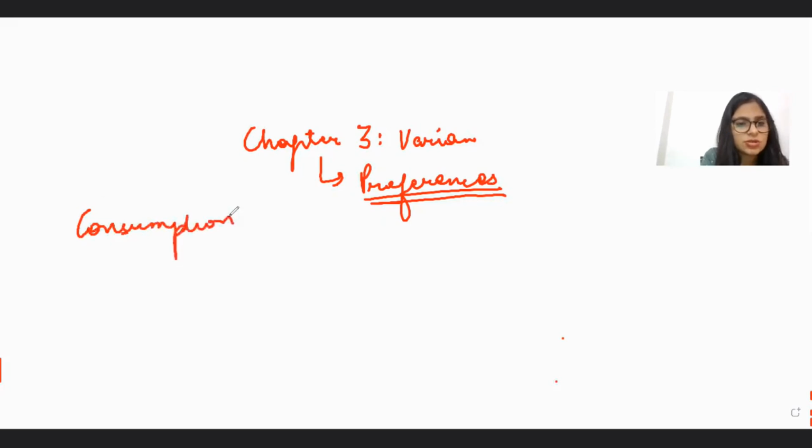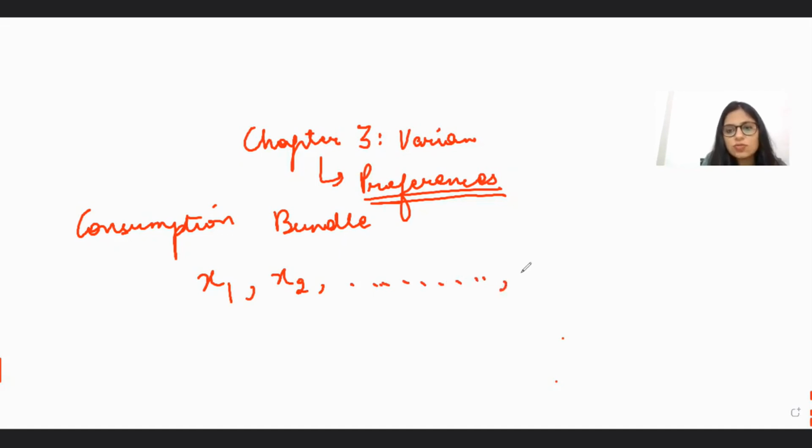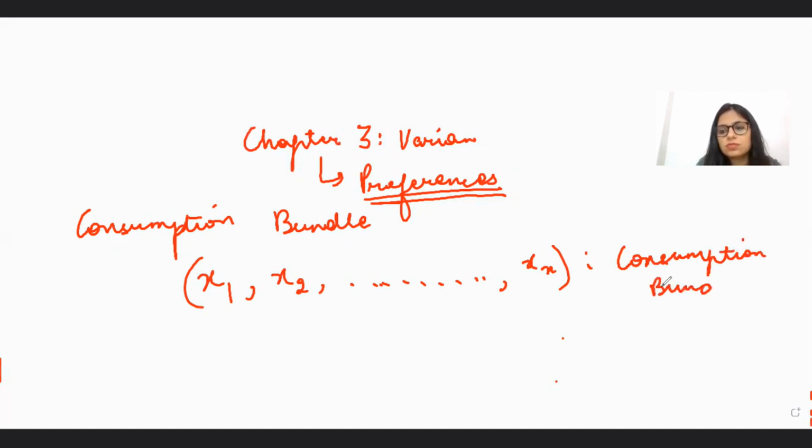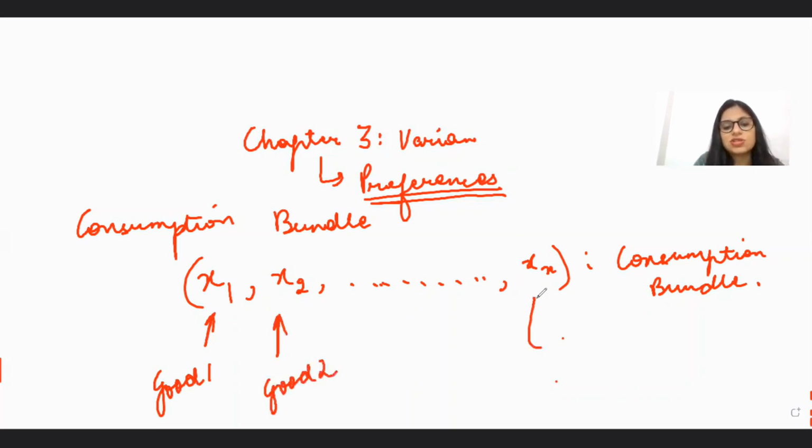To begin with, let us understand the first important thing, which is known as consumption. What is a consumption bundle? A consumption bundle is nothing but how many units of each commodity you are going to consume. So for example, if I consume X1 units of good 1, X2 units of good 2, and so on till Xn units of good n, this is called my consumption bundle.